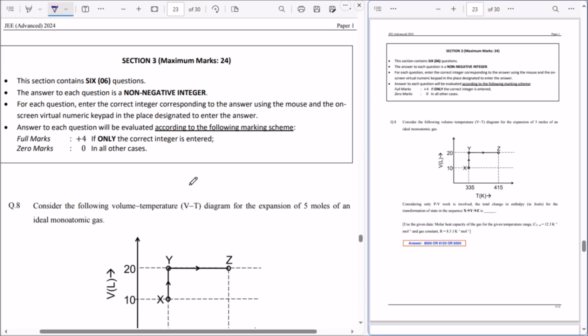Next, dear students, this section 3 maximum marks allotted are 24 and you will have 6 questions.